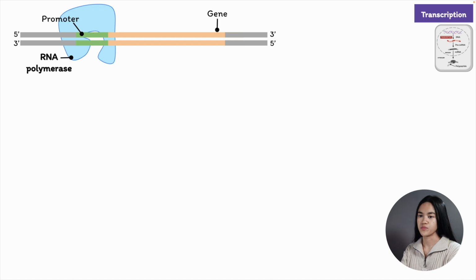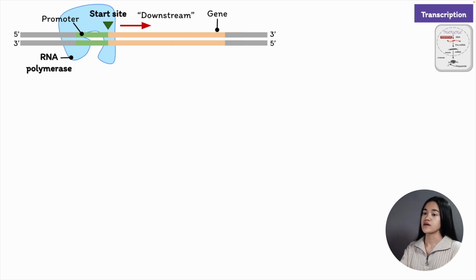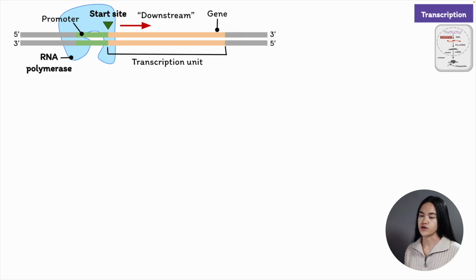So to start transcription, RNA polymerase must be able to recognize the start of a gene known as the promoter. Now, recall the terms used to refer to the direction of transcription, which is downstream, and the other direction, which is upstream. The promoter sequence is said to be upstream from the starting site of transcription, and the segment of DNA being transcribed or copied is called a transcription unit or RNA transcript.